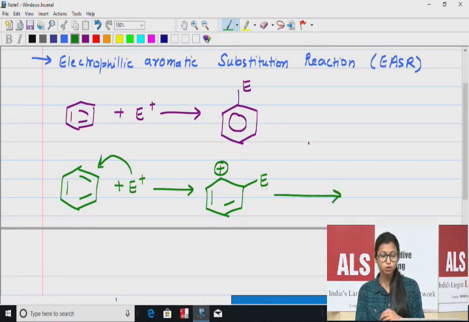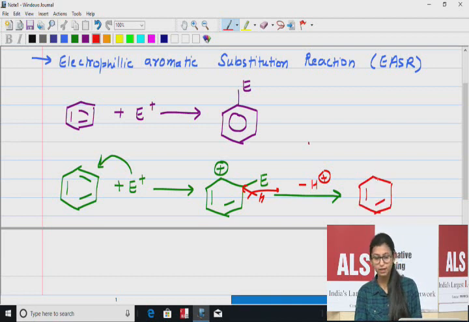And in the next step, what will happen? What we used to do? This is the bond between the carbon and hydrogen. Just remove this bond, okay? You just remove the H plus. What you will get? See, the aromaticity will regain.